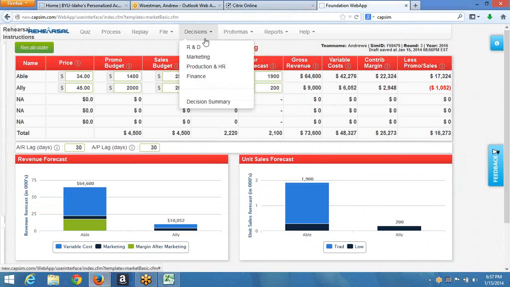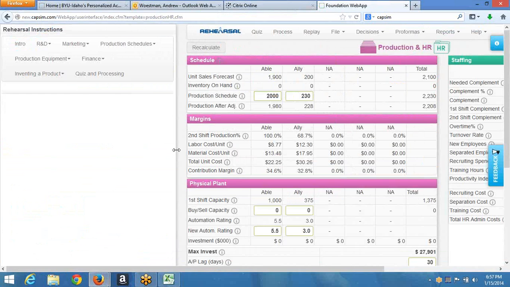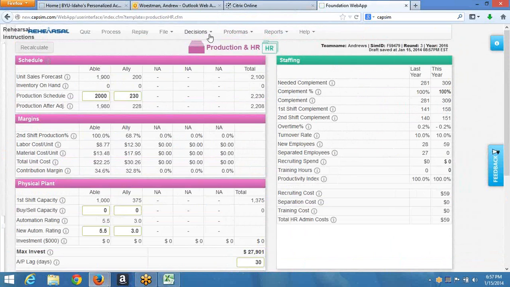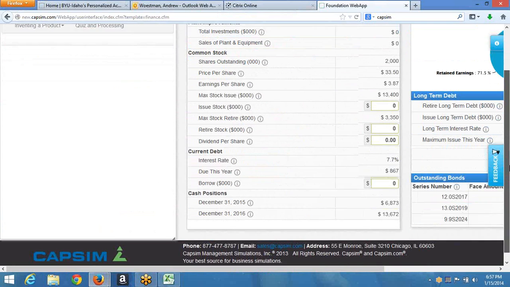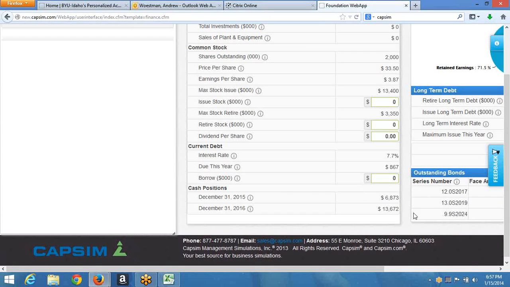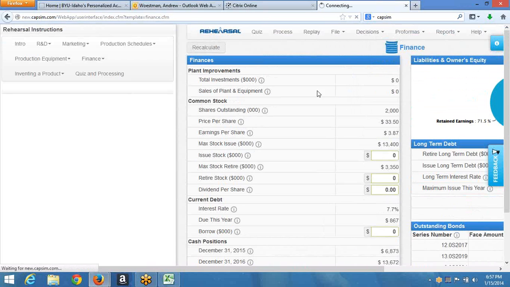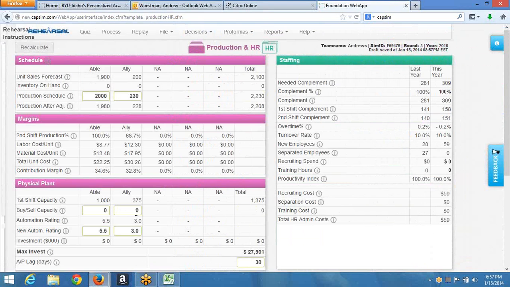So now that I've done that, I'm going to go to my production. Oh no, I'm going to go to my finance and I'm going to see how much money I have to put into my production for next year. So I'm going to scroll down and I have $13,000 left over still. So that's really good. $13,000. I'm going to go to my production and I want to invest so that I can sell more next year.